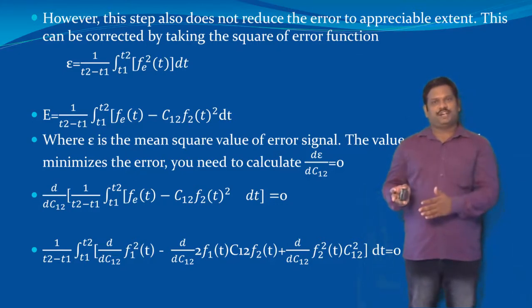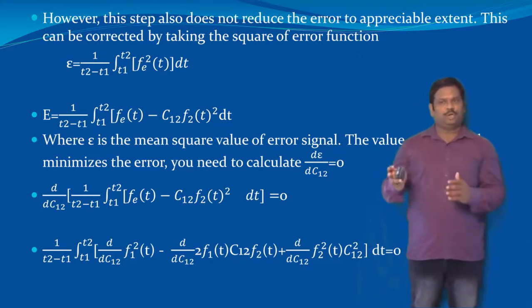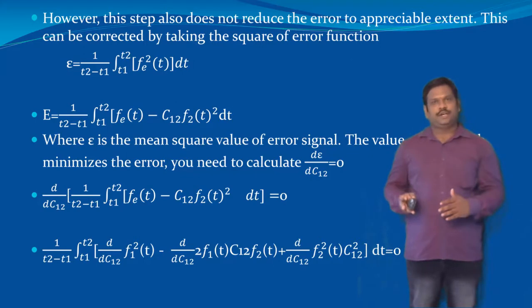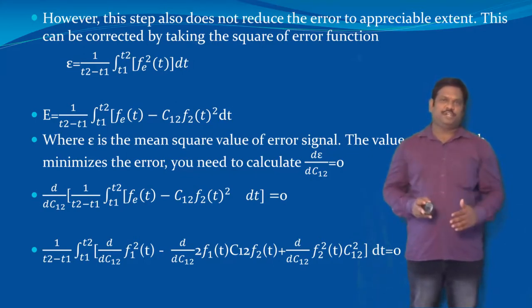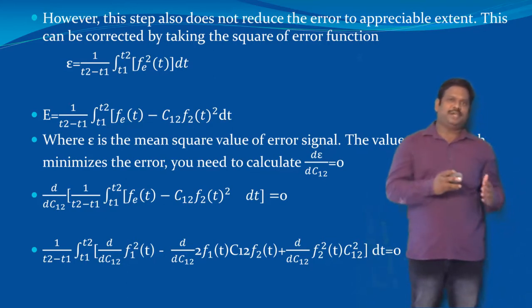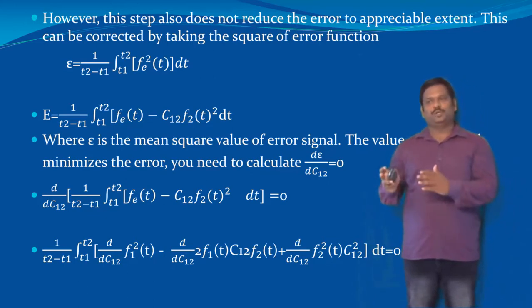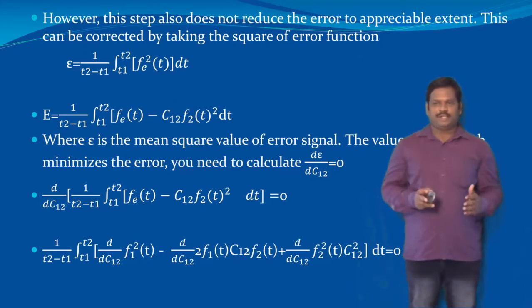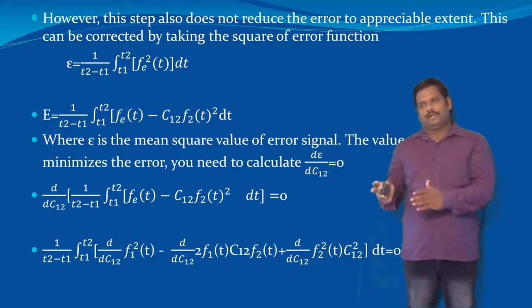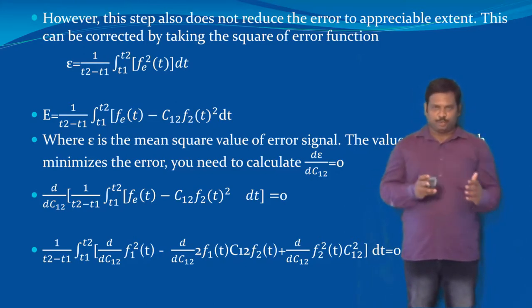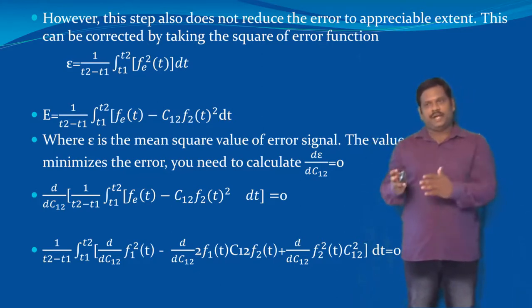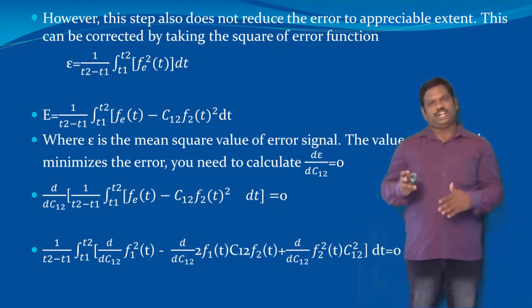This squaring of the error function, fe square of t dt, will be taken. Our error e will be equal to 1 by t2 minus t1 times the integral from t1 to t2 of fe square of t dt. This fe square of t dt will be written as f1 of t minus c12 times f2 of t, whole square, dt. Here e is the mean square error value, and the value of c12 which minimizes the error is found where de by dc12 is equal to 0.